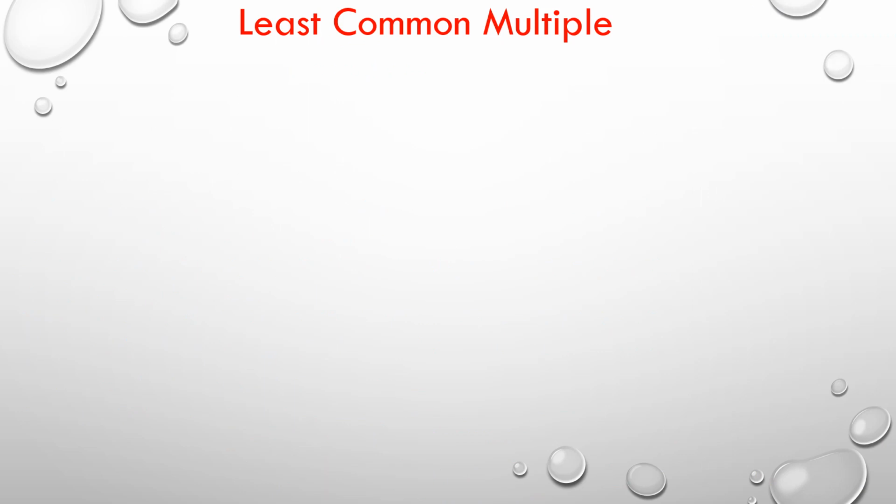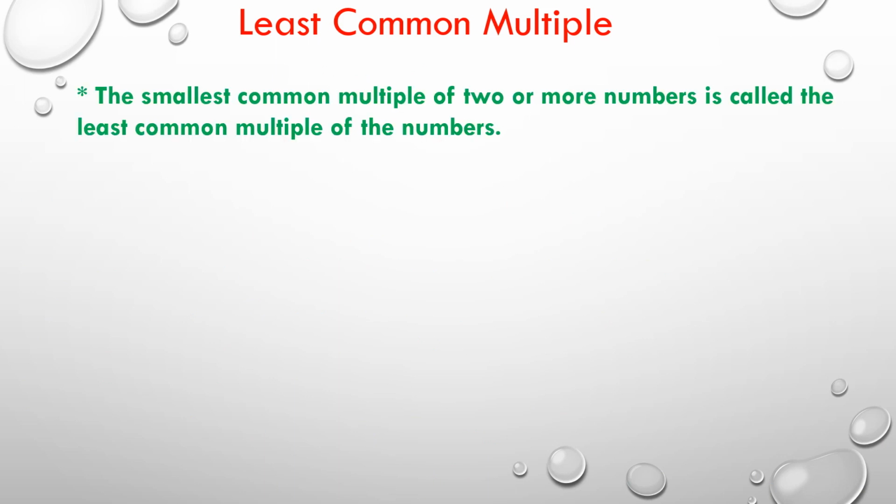From the previous puzzle, we learn about least common multiple. So what is least common multiple? The smallest common multiple of 2 or more numbers is called the least common multiple of the numbers. Clear? Let's explain this with the help of an example.